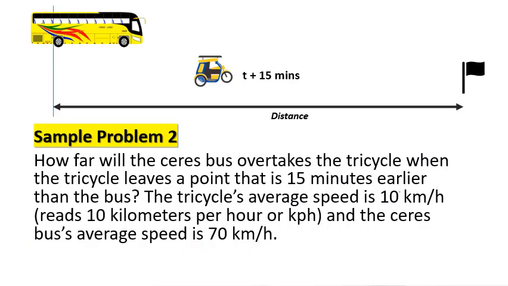Let's have another problem. How far will the service bus overtake the tricycle when the tricycle leaves a point that is 15 minutes earlier than the bus? The tricycle's average speed is 10 kilometers per hour, and the service bus average speed is 70 kilometers per hour.